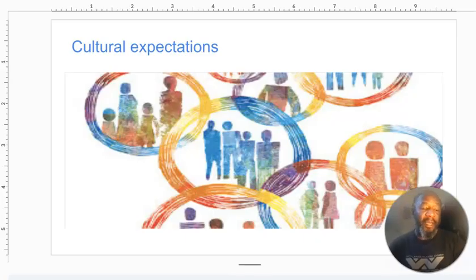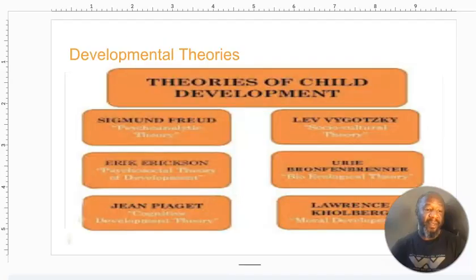Cultural expectations also play an important role in how development is understood and measured. Families and communities establish norms for when certain skills should be achieved, and these expectations can vary widely across cultures. While language and social behavior clearly reflect cultural influences, even physical development may be shaped by cultural practices, with skills appearing earlier in some contexts than in others. By recognizing these cultural variations, educators can avoid mislabeling differences as developmental problems.